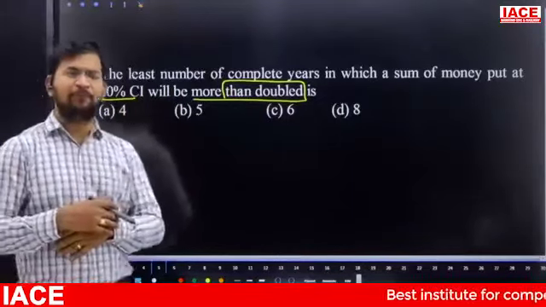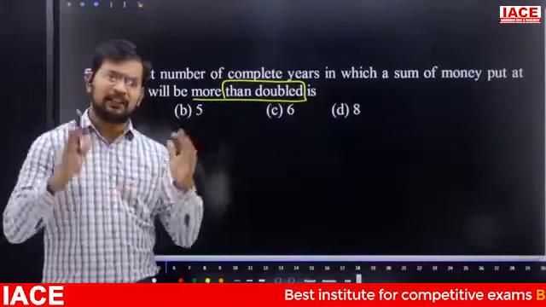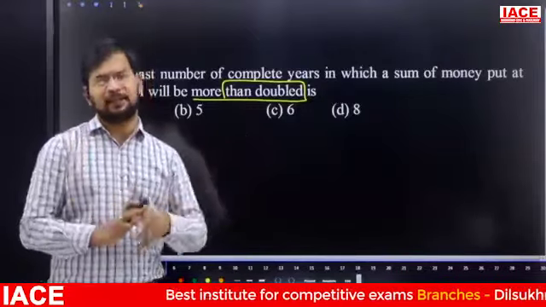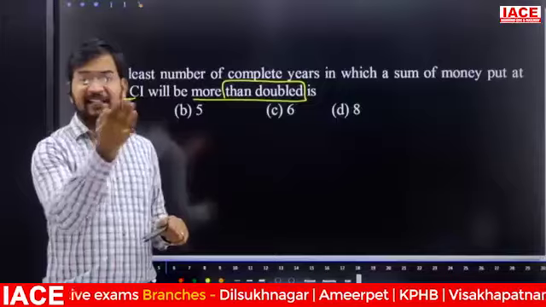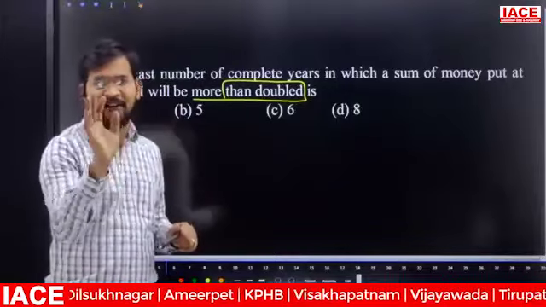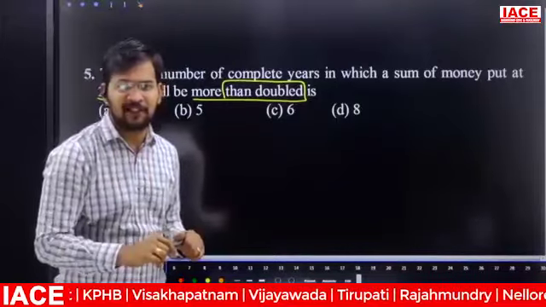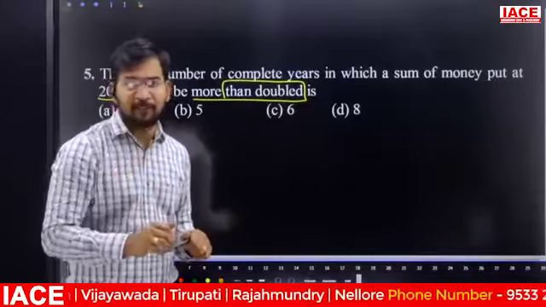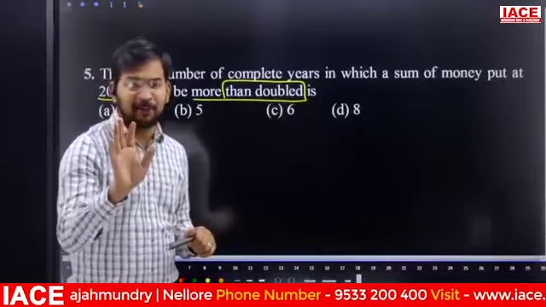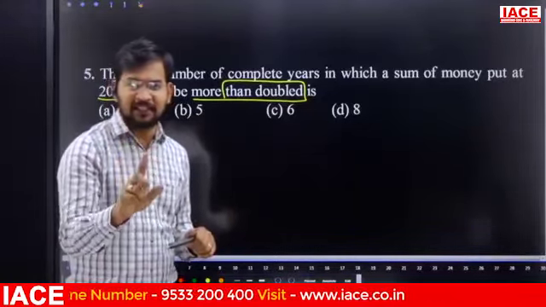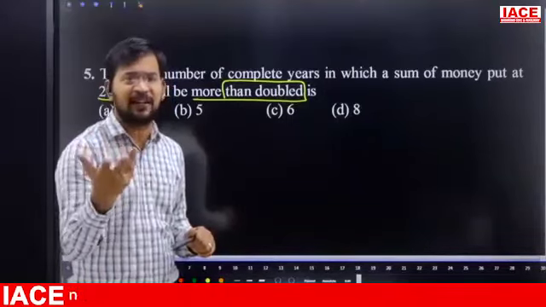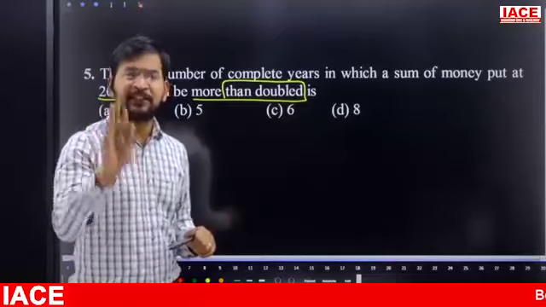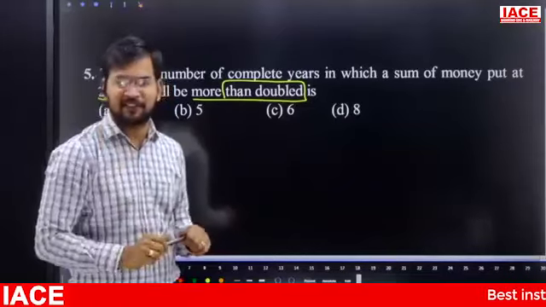This is a compound interest sum. Just assume, for example, that it is a simple interest sum. Principal 100, I need double, which is 200. I need to get minimum 100 rupees interest. One year rate of interest is 20%. In simple interest, every year the interest is the same. So to get 100 rupees at 20 rupees per year, it will take minimum 5 years.